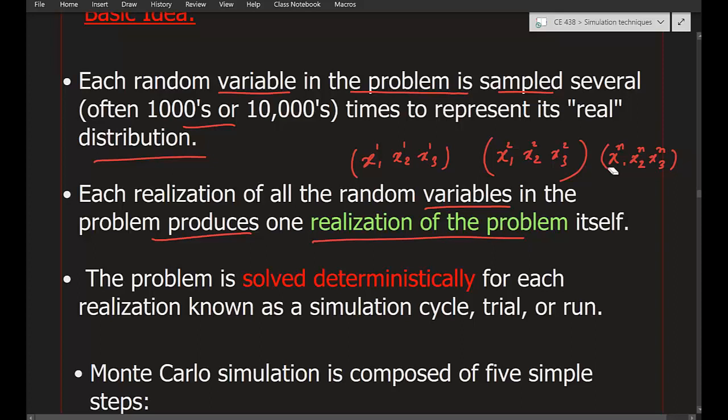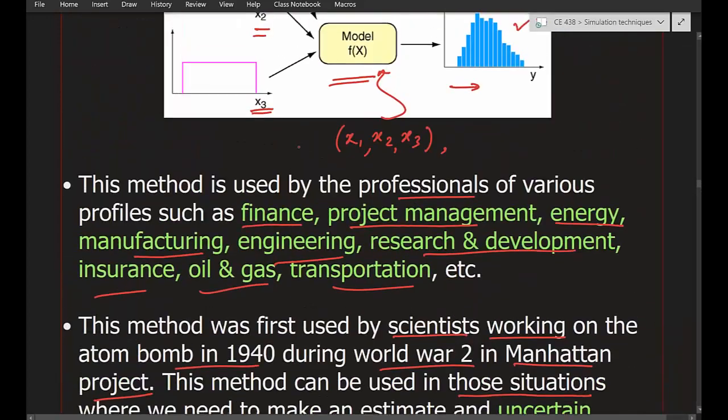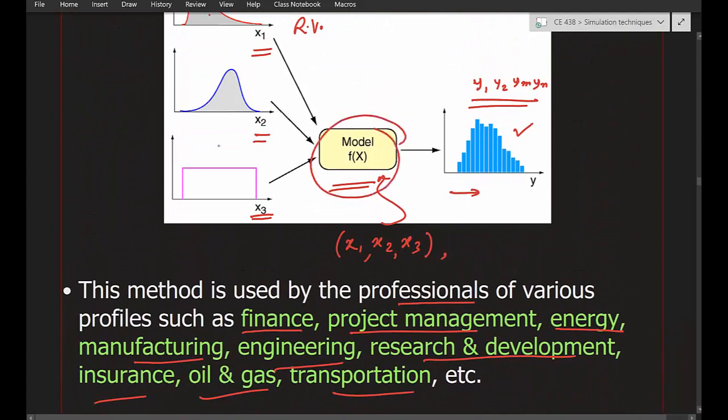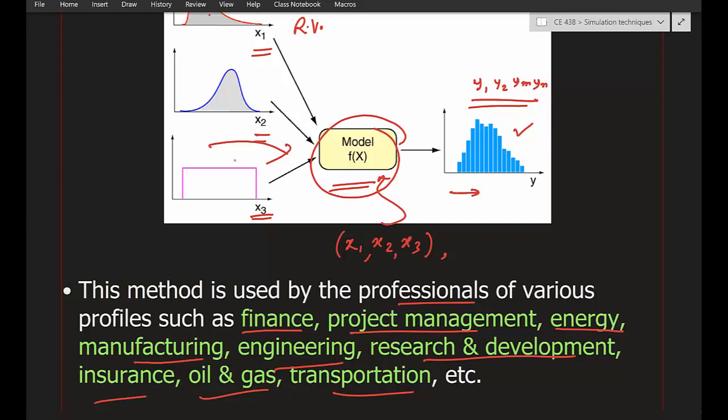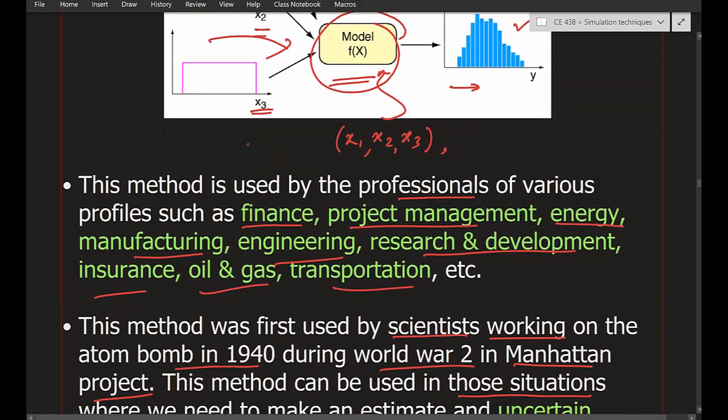The problem is solved deterministically for each realization, known as a simulation cycle, trial or run. For each set of x1, x2, x3, we can solve the problem deterministically. This means we have this model and we plug in x1, x2, x3, and that gives me a deterministic solution for a particular set of x1, x2, x3 using this model.